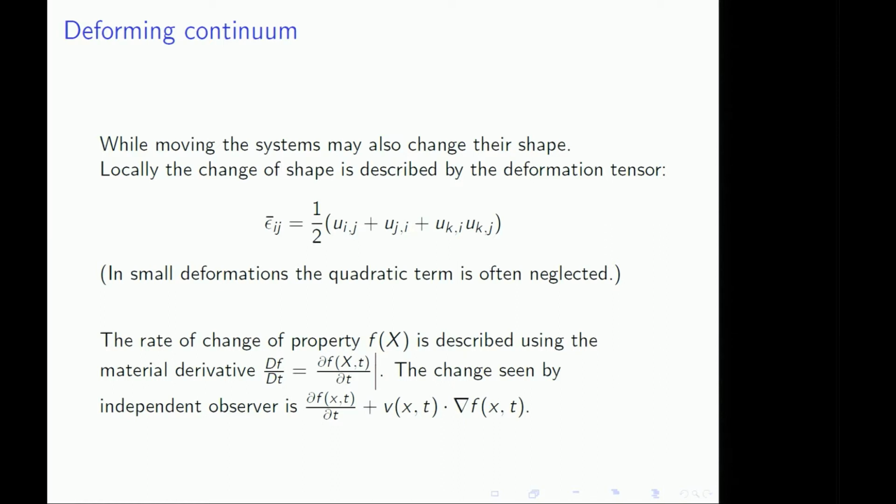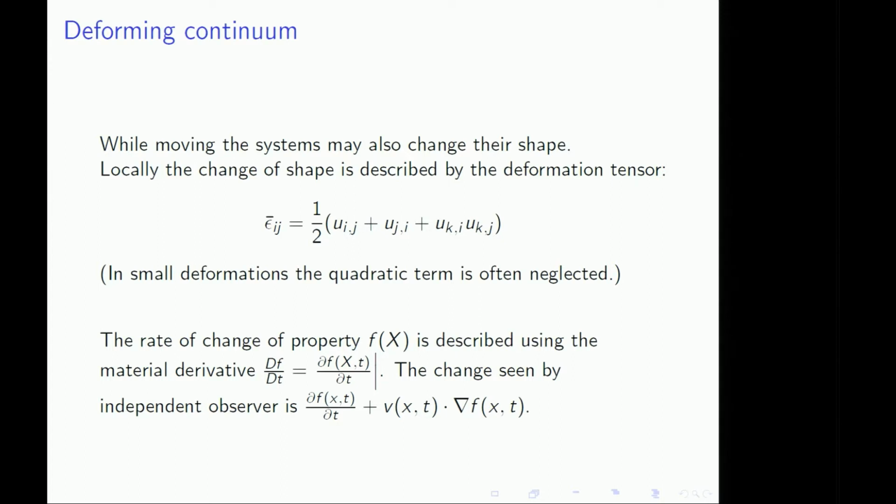Also, if the body is rotating as a rigid body, deformation is zero. So there are some rigid body movements where epsilon is zero and there's no deformation. But for other types of movements, there will be deformation that is of interest, and that will arise later in the continuum mechanical models.